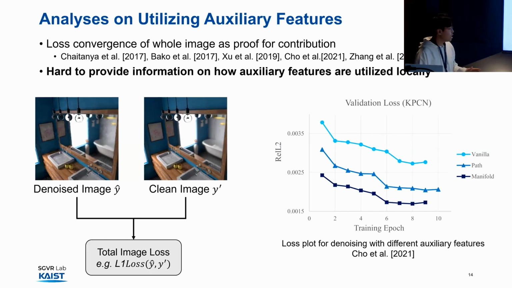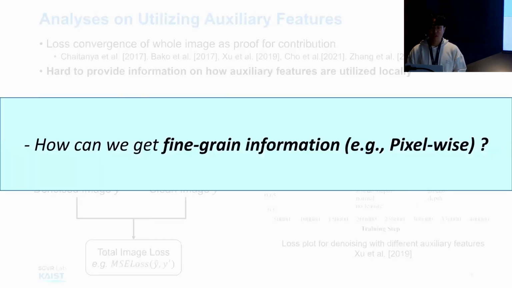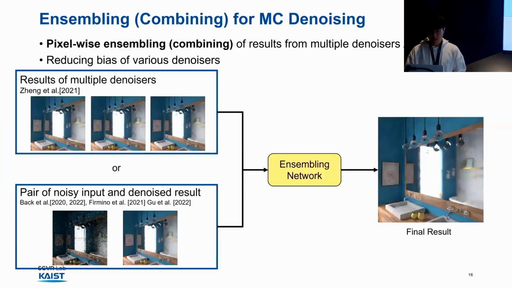However, such training loss using the total image loss fails to capture fine-grained information on how auxiliary features are utilized in a local manner in the image. Achieving that fine-grained information is important for our work. And for that, we got the idea from a recent ensembling-based method for Monte Carlo denoising. This work aims to reduce the bias in the denoisers by ensembling the results of multiple denoisers, or the pair of noisy input and the denoiser results.